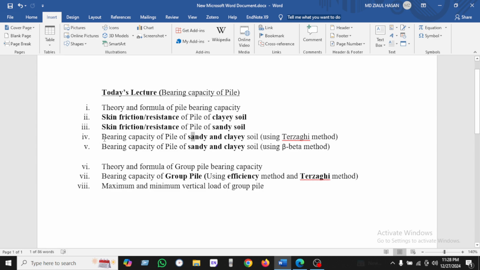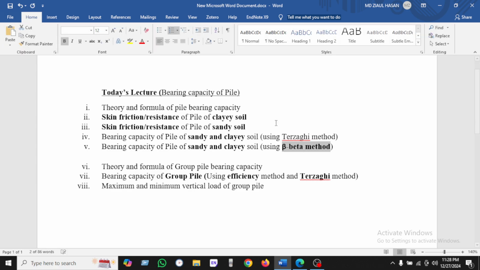This is very important. So, using the Terzaghi method, and bearing capacity of pile in sandy and clay soil using the beta method. These are the different methods we will cover, and this lecture will be very important. I'm highlighting it in red color, that's why.